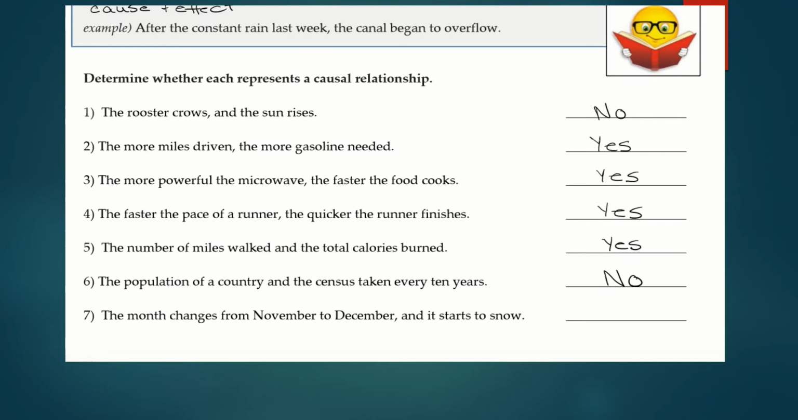Last but not least, the month changes from November to December, and it starts to snow. So I don't think the snow just waits for the months to change. I think it's going to snow when the weather reaches a certain temperature and when a lot of other things start to happen. So in this case, this is not a cause and effect relationship. The snow is not waiting for the month to change from November to December in order to fall.